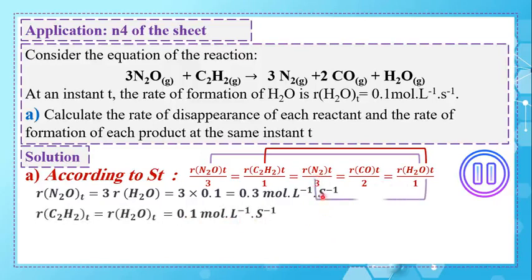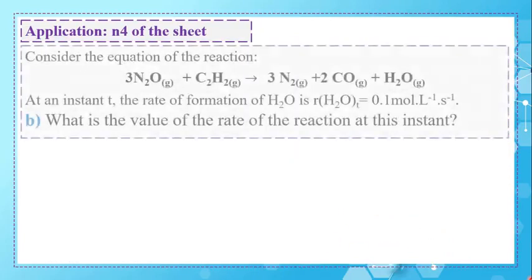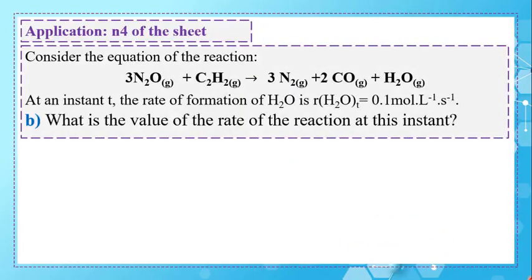For N2, the instantaneous rate of formation of N2 at instant T is equal to 3 times that of H2O equal to 0.3 mole, liter minus 1, second minus 1. And also this is the instantaneous rate of formation of CO. Now, part B of the question. Please take 2 minutes and solve it.